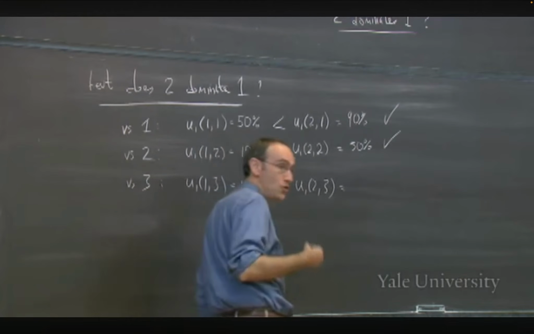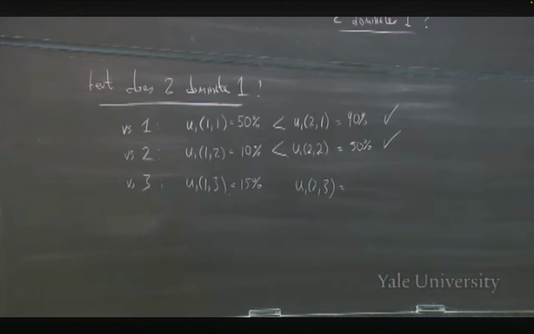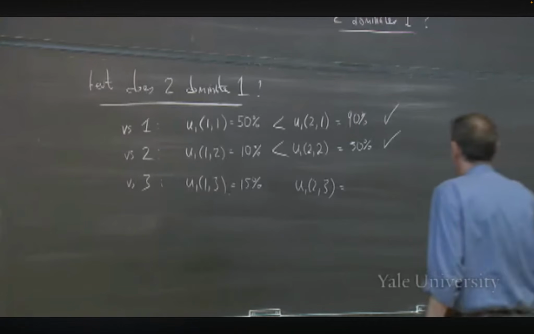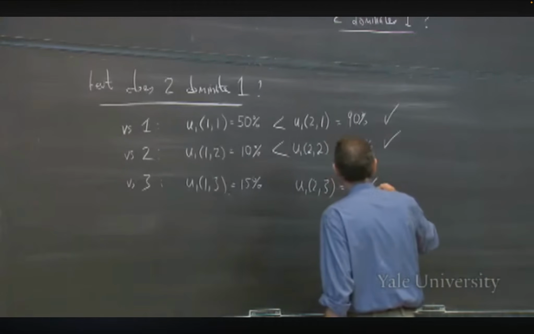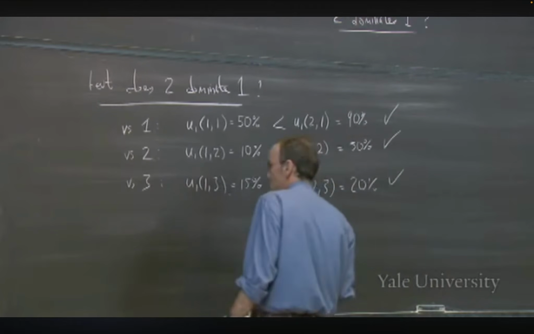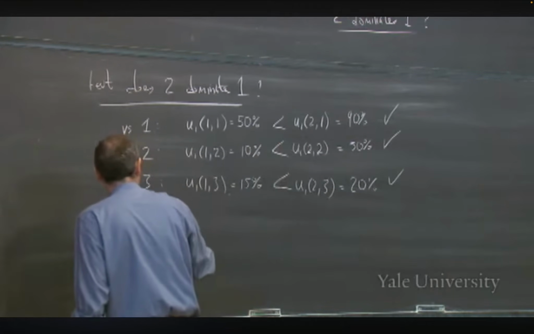And if I choose 2 against 3, what do I get? I get 20. I get all the people at 1 and I get all the people at 2, so I get 20%. So we're OK again. Let's do one more just to see a pattern here.